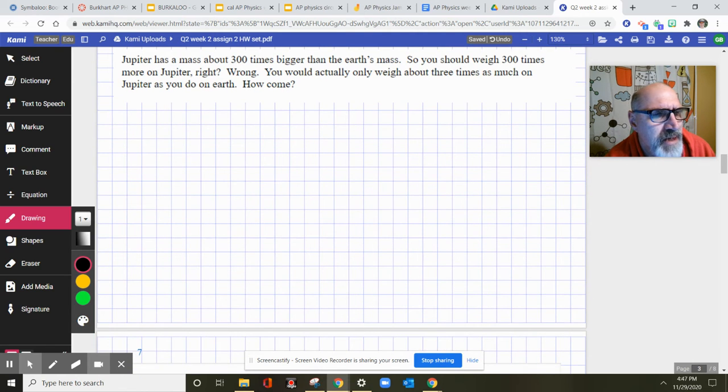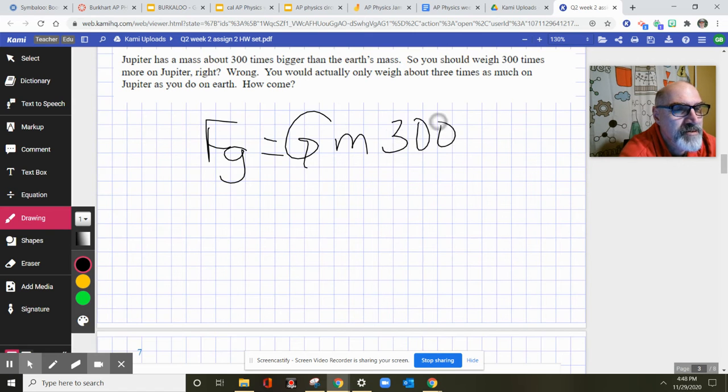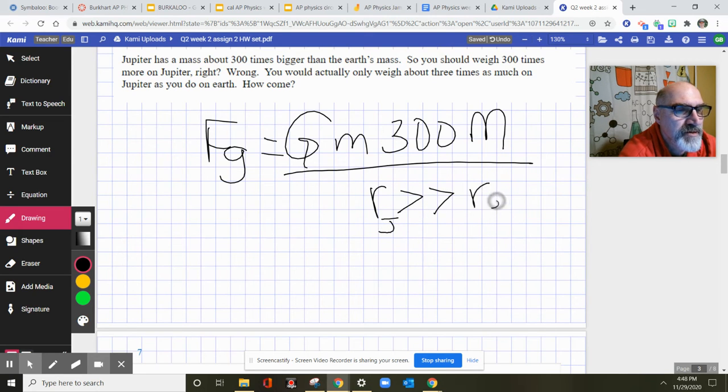Jupiter has a mass 300 times bigger than the Earth's mass, so you should weigh 300 times more. Nope, and it's because the weight here for you is equal to, okay, big G is the same everywhere in the universe, and then there's your mass, that doesn't change. So now the Jupiter mass is 300 times bigger than the Earth's mass. Okay, so we put a 300 there, but the radius of Jupiter is a lot. I don't know what it is, but the radius of Jupiter is much, much bigger than the radius of the Earth. And we're going to square that.